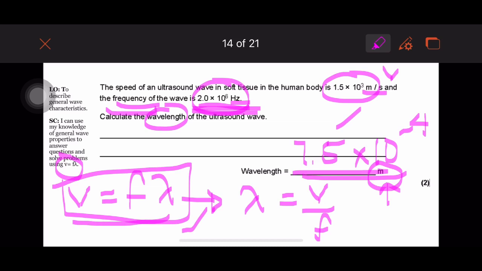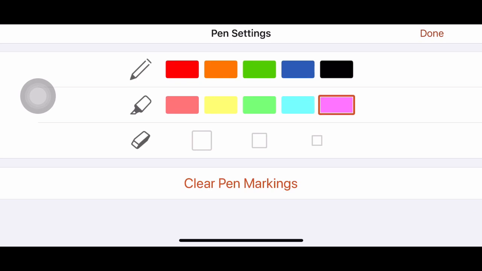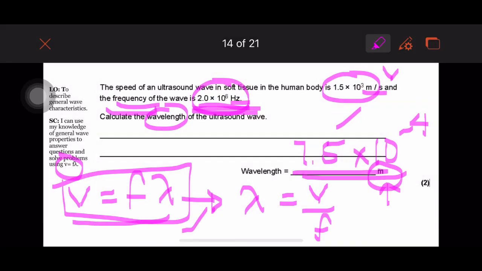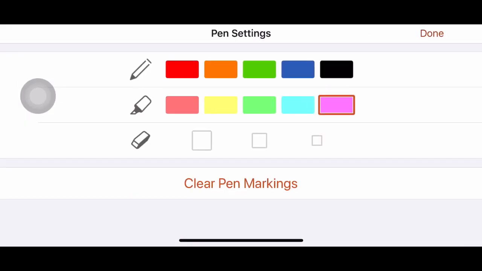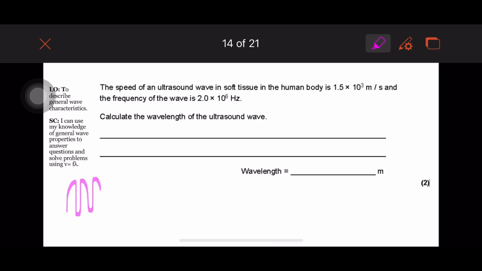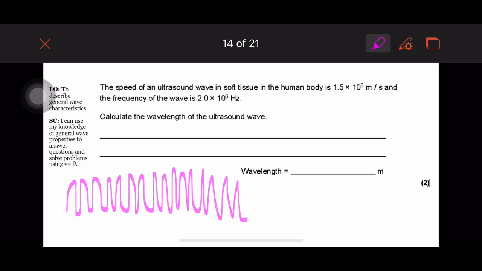So what does it mean if it's high frequency? Okay, let me just clear this up. Oh wait, this is the answer. Okay, if I'm wrong, just hit me up in the Teams chat. So in this case, it's a high frequency. If it's a high frequency, it means that the waves are tiny and they need to be very tiny because they need to be completed in one second only.